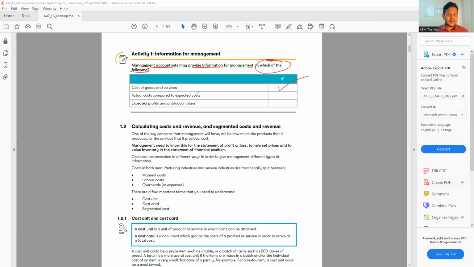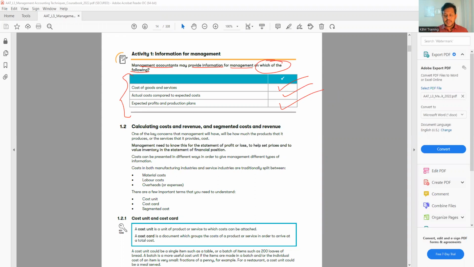Actual cost compared with the expected cost. So how much was the budget and how much was the actual? Can I get this information from the management accountant? The answer is yes, I can get this information. Then we have expected profit and production plan. So can I calculate how much will be the expected profit and how many units I'm going to produce? Yes, from my budget, I can get this one. So I can see how many units I'm going to produce, and based on that, how much will be my profit. So actually, before I launch the product, I can see my expected profit. So this is also true. So all this information, I can get from the management accountant.